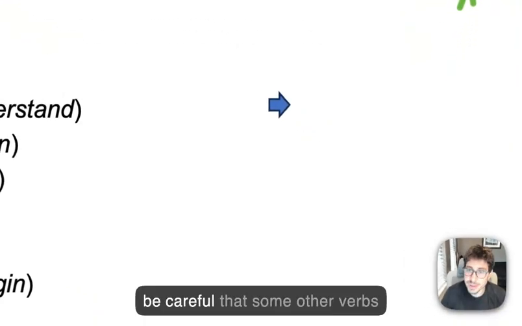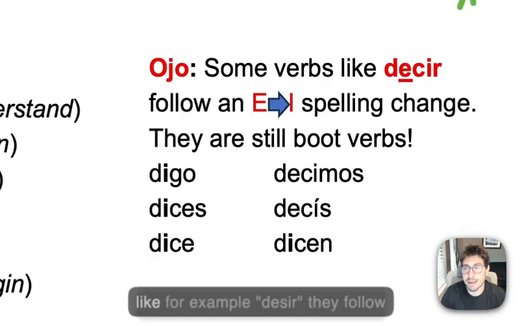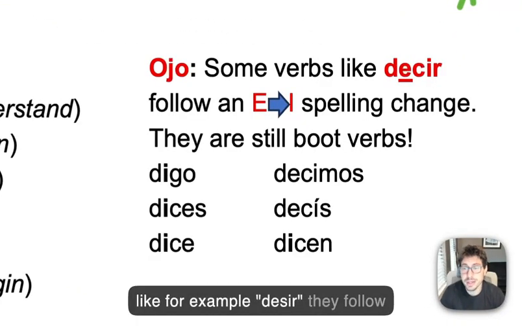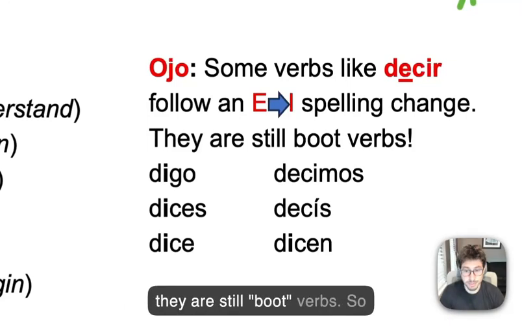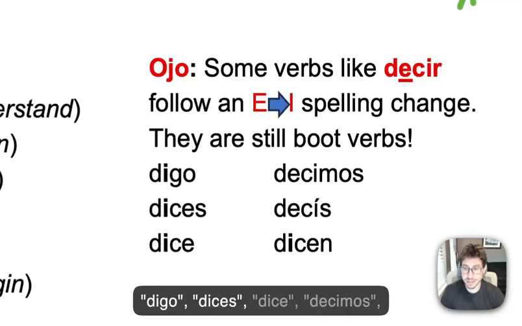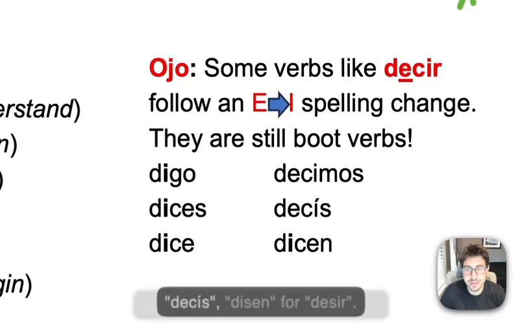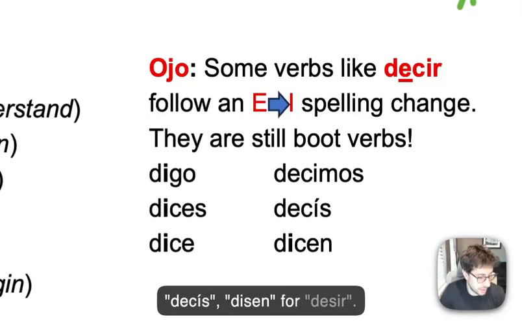And be careful, some other verbs, like for example decir, still follow a stem change, but they have an E to I instead of E to IE. And they are still boot verbs. So digo, dices, dice, decimos, decís, dicen for decir.